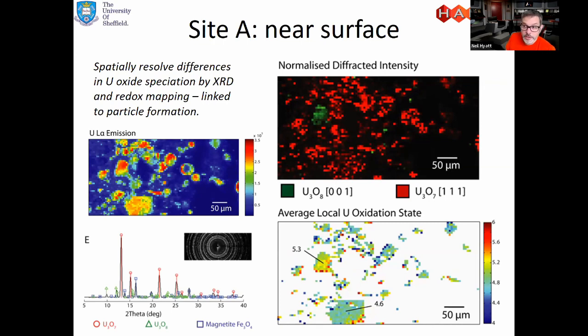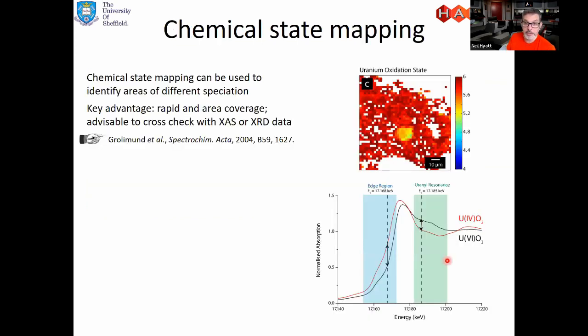I thought what I'd do in this talk then is to explain a little bit about how we go about the methodology of chemical state mapping, because it perhaps might not be too familiar to some of the PhD students on the seminar. So chemical state mapping can be used to identify areas of different speciation. The key advantage is that it's rapid and you get coverage over a large area, and that can then help you focus your data acquisition strategy for XANES data acquisition by step scanning and X-ray diffraction.